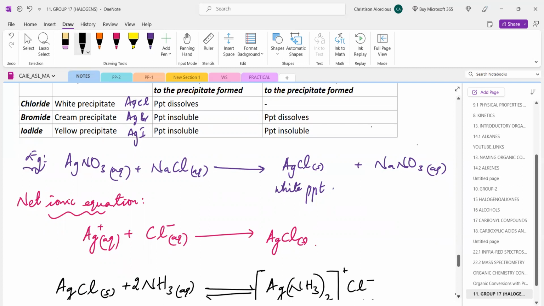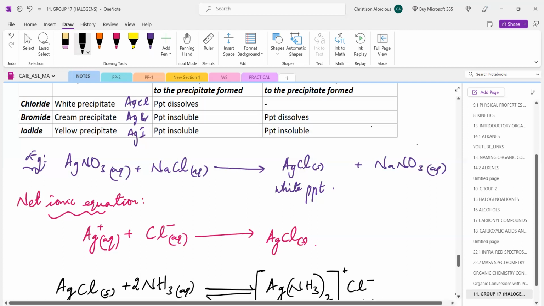The net ionic equation is basically the Ag+ (aq) cation combining with the Cl- or the Br- or the I- (aq) anion to give you the silver halide, AgCl, AgBr, or AgI, which is a solid. Okay, so your GCSE chemistry would kind of stop here. The color of the precipitates, the formation of the precipitates.